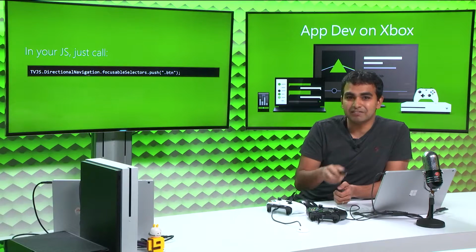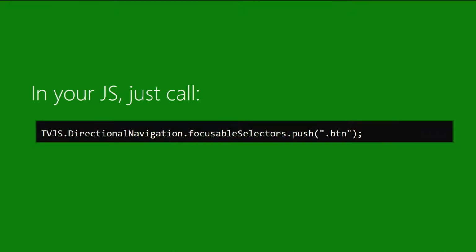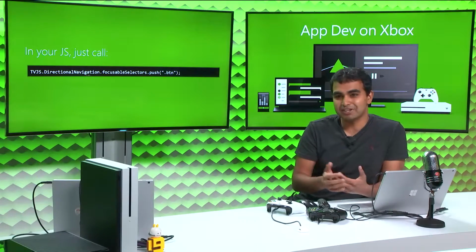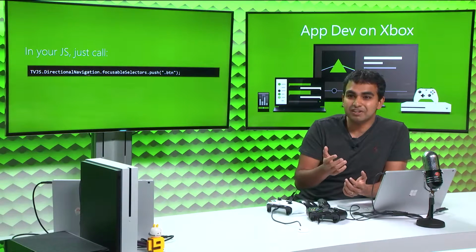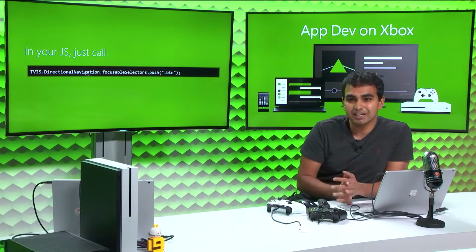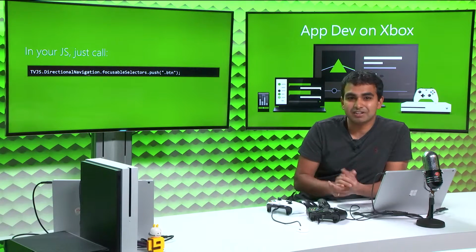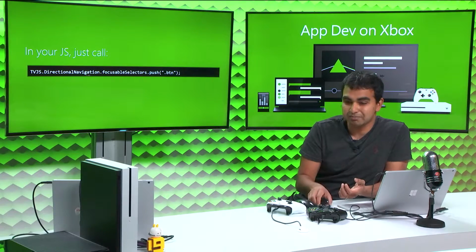And that's where TVJS really shines, because with the contents of your app, when you're using a mouse, you never really paid too much attention to what the type of elements are and whether they get focus. Whereas when you're using a gamepad, that level of detail becomes important. And so with TVJS, in order to make these items that are not by default focusable or clickable easily, you can call the directional navigation API and just push the selector that you need to give focus on. In this case, it's the .btn.